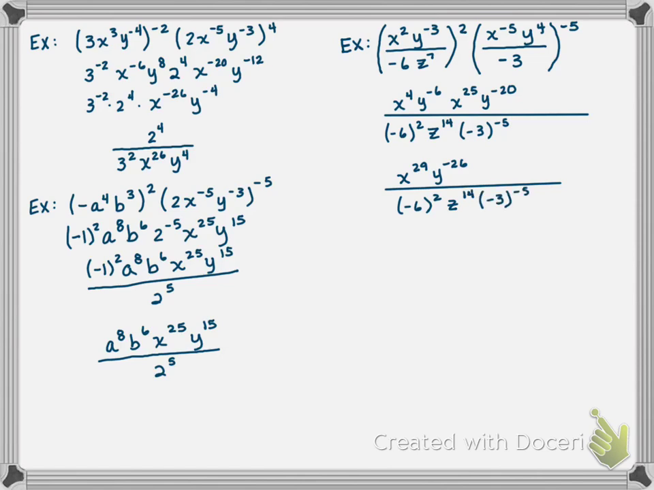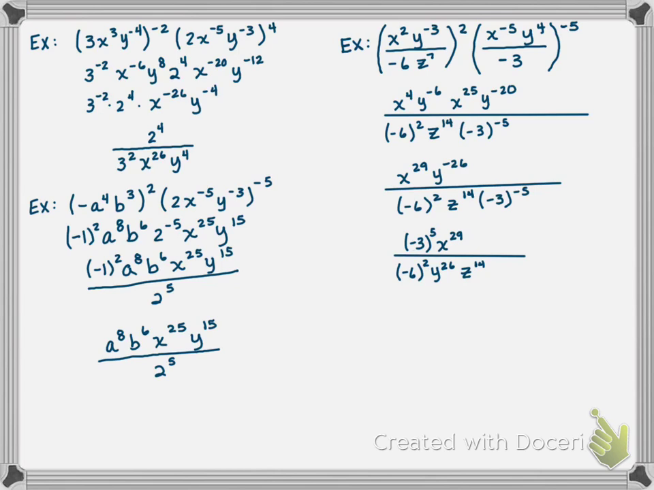Now all that's left is taking care of negative exponents. Again, we're going to go through factor by factor. x to the 29th has a positive exponent. y to the negative 26th has a negative exponent, so it's going to come down here. (-6) squared has a positive exponent. You don't have to put it in the front, but it's convention to put the numerical factors in front. z to the 14th has a positive exponent. And then (-3) to the negative 5th has a negative exponent, so it comes up top.